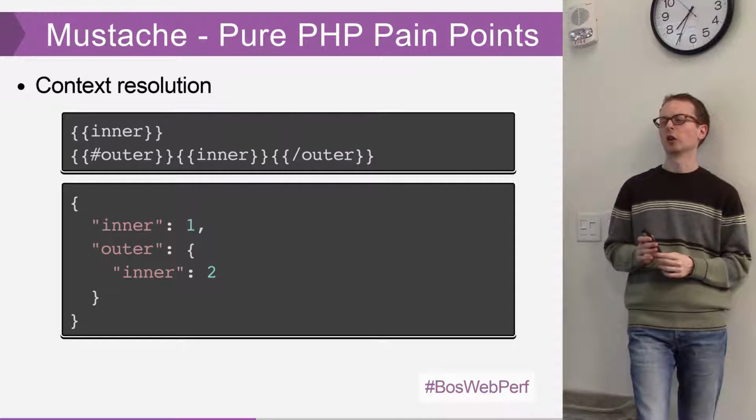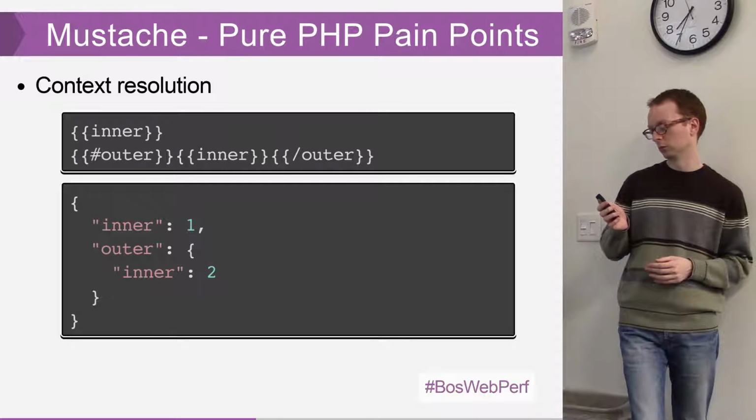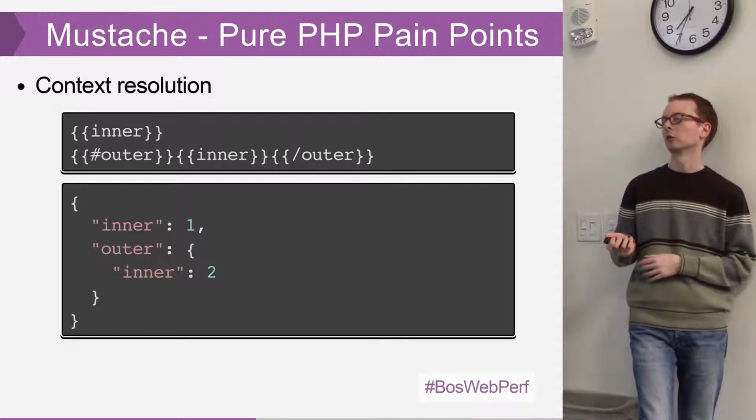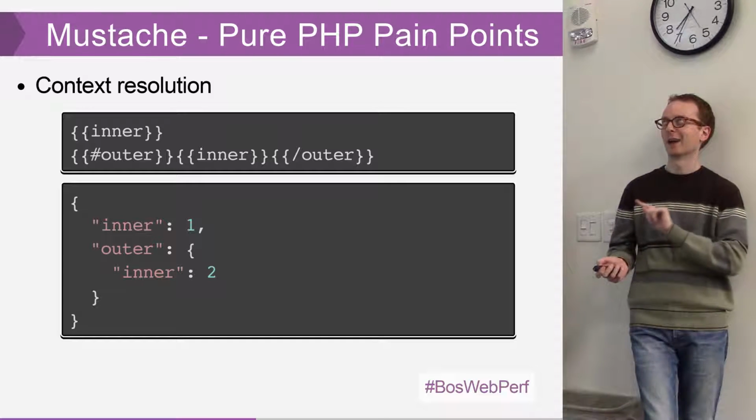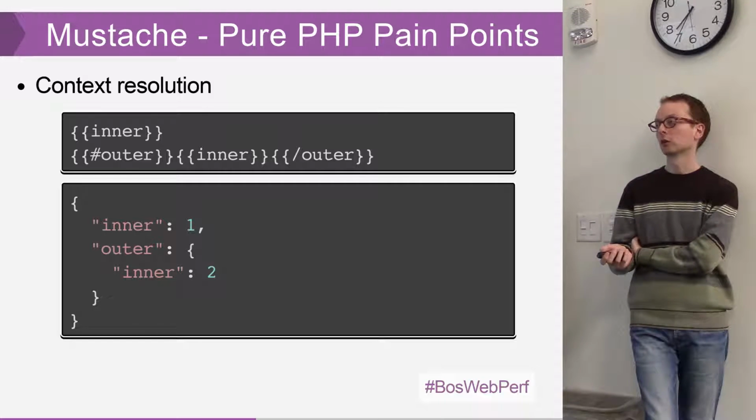Another issue is just context resolution. What we've got here is a simple template that shows a data element called inner, and then there's a data element called outer, and it shows yet another data element called inner. What should happen is that on the first line we should get one rendered, because the data has inner at the outermost level. But there's this separate block for outer, which contains a different inner. And when Mustache is rendering this content, it has to say, okay, I'm inside outer, so I'm looking at this data element, so I want to render 2 instead of 1.